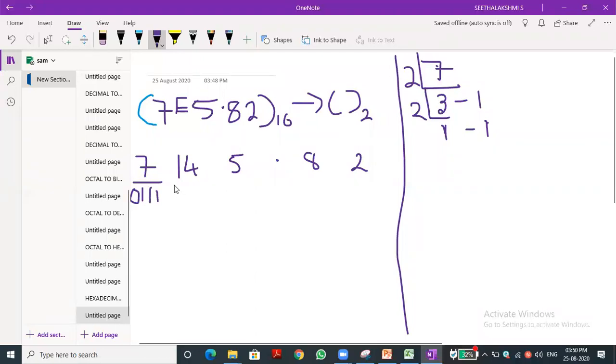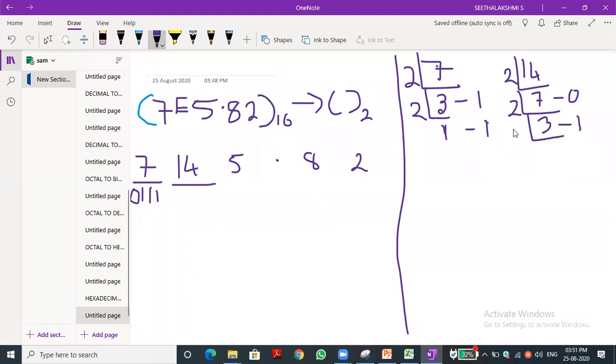Next is 14. Seven 2s are 14, remainder 0. Then three 2s are 6, remainder 1. Then one 2 is 2, remainder 1. So the value is 1 1 1 0. Then 5. What is the number 5?